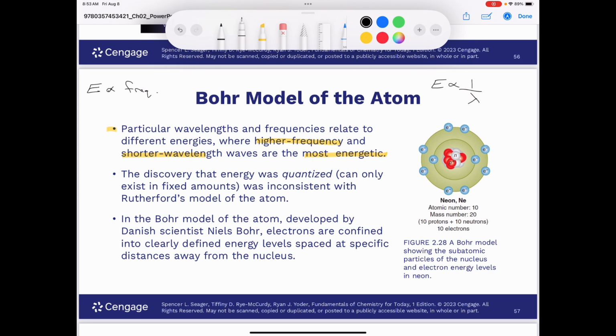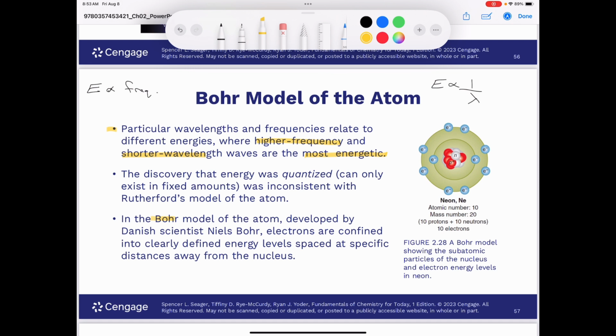It says here, the discovery that energy was quantized, quantized just means it can only exist in fixed amounts, was inconsistent with Rutherford's model of the atom. So if you remember Ernest Rutherford, he just thought that electrons could be anywhere outside of the nucleus. He says they're just moving around, they could be anywhere. But it turns out that's not true, and it was a Danish scientist by the name of Niels Bohr who developed this model where he figured out that electrons are actually confined into clearly defined energy levels spaced at specific distances away from the nucleus. So there's a lot to unpack here.